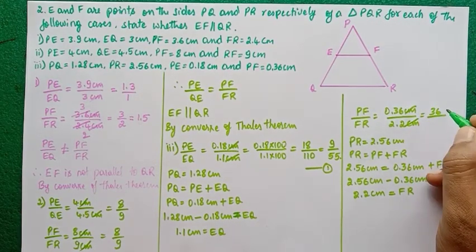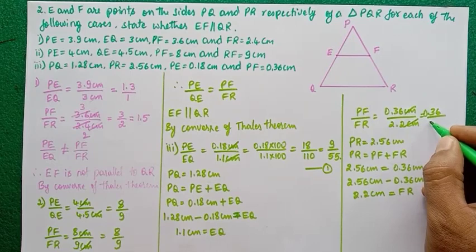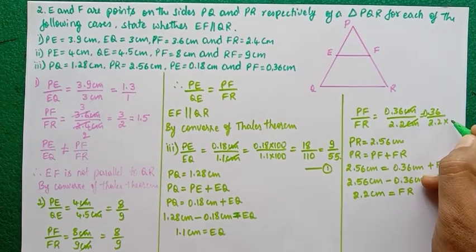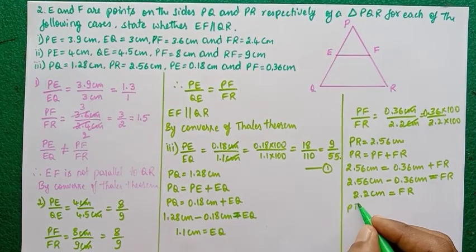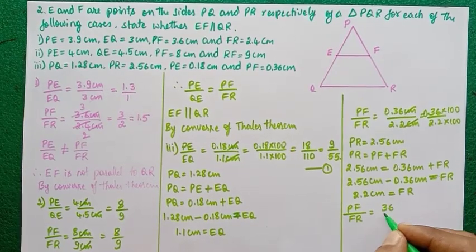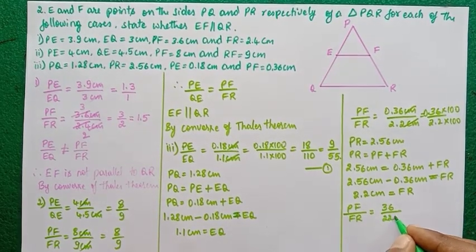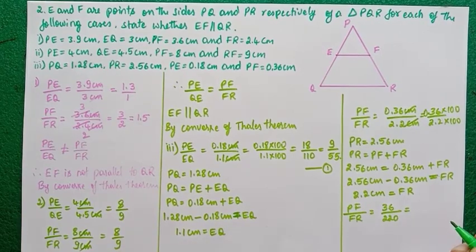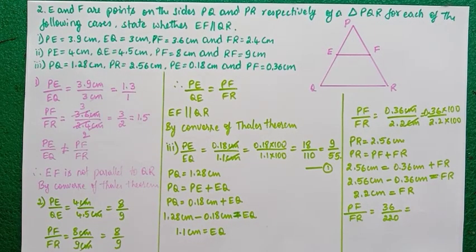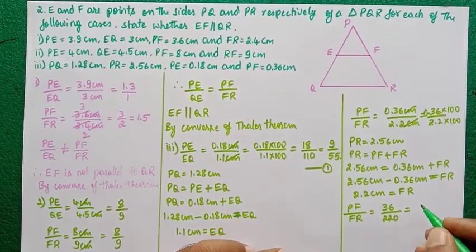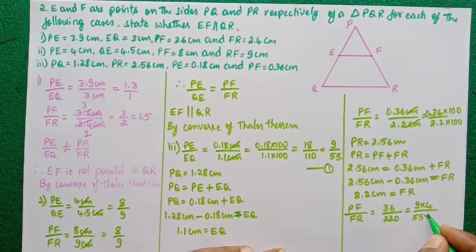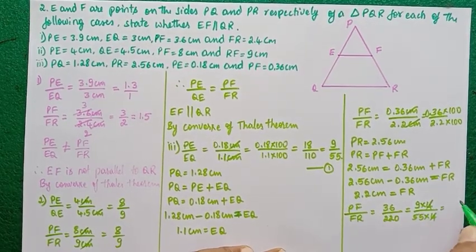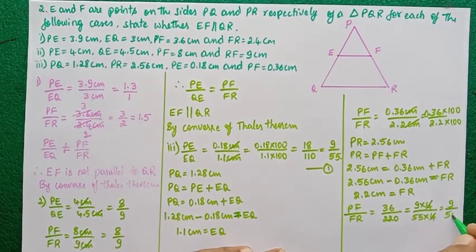If we multiply with 100, 0.36 into 100 by 2.2 into 100. Let me write PF by FR here. So 36 by 220. This can be written as 9 into 4 by 55 into 4. So 4 cancels, which is equal to 9 by 55.